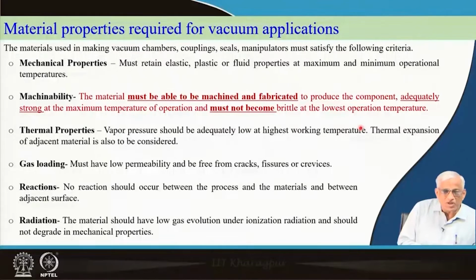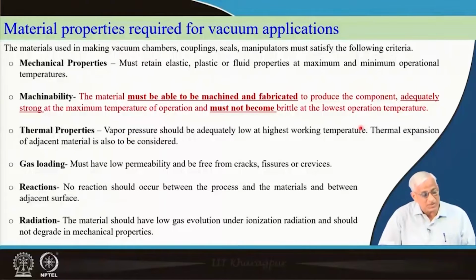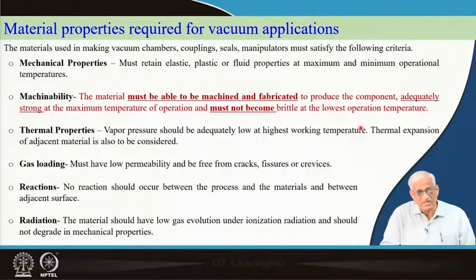For 10 power minus 2 torr, minus 3 torr, why should you unnecessarily spend money? You can choose a typical steel that is available in the market, but if it is 10 power minus 7, minus 8 torr, you should immediately take other properties into account. What are those properties? First, machinability. Machinability is very important for any mechanical engineering operation, but in vacuum there is one additional criterion.